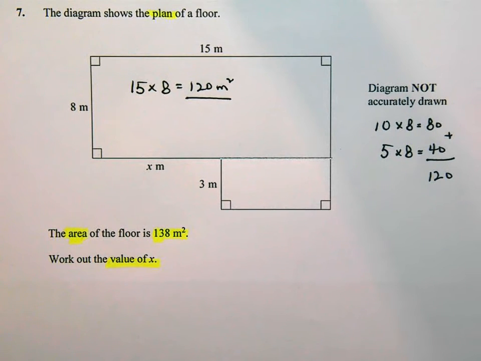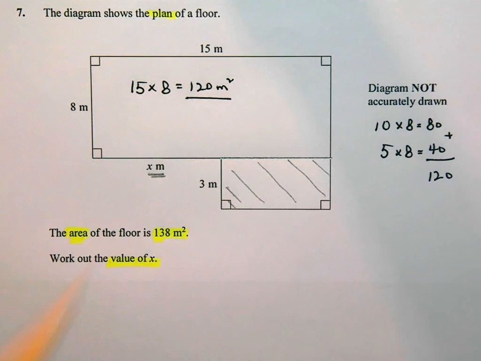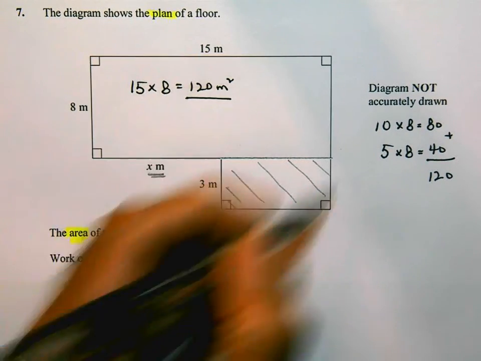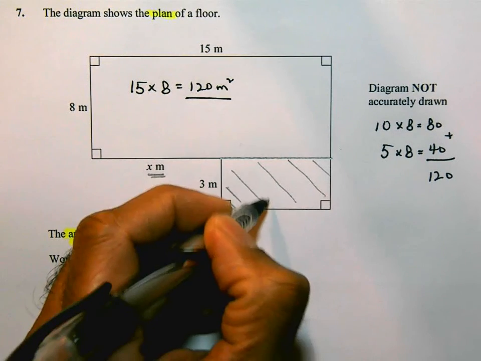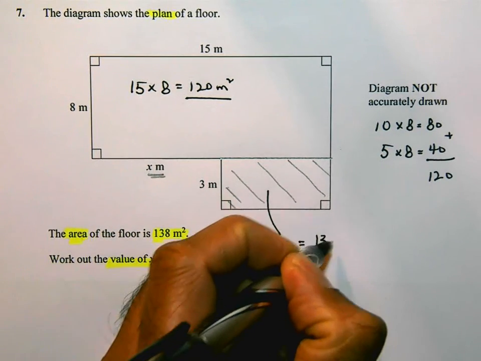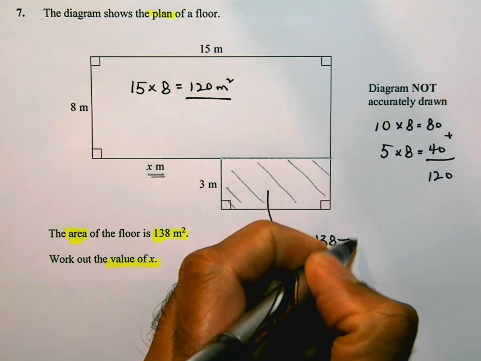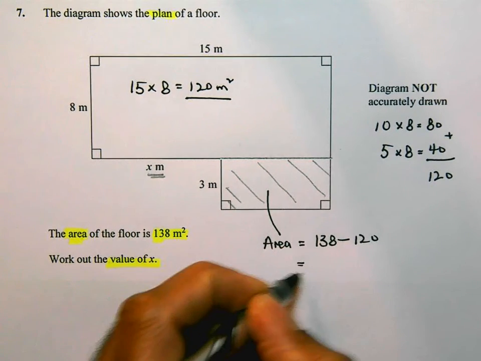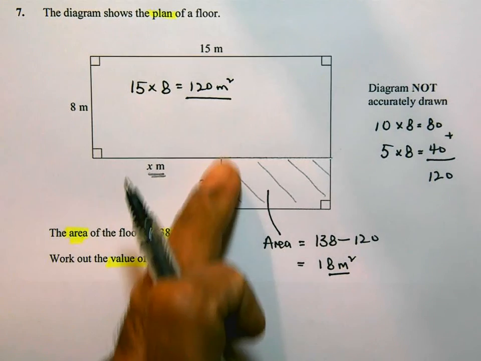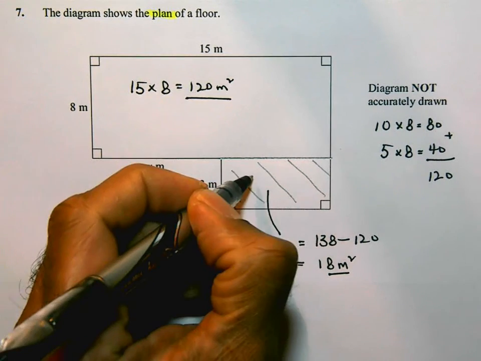I still need to work out the area of this rectangle here to help me find x. What I do know is that the area of the whole shape is 138. So the area of this rectangle is going to be 138, the area of the whole thing, take away the area of the rectangle at the top, 120. That's going to give me 18 meters squared. So I know the area of this shaded rectangle is 18.